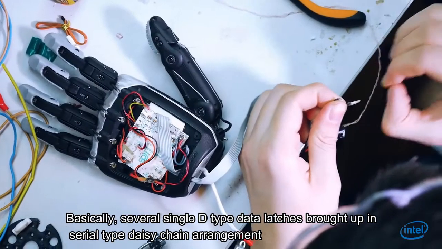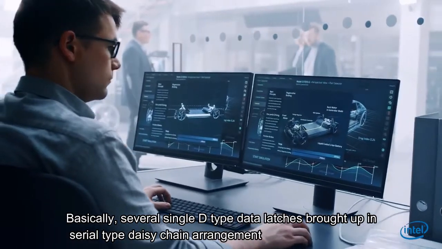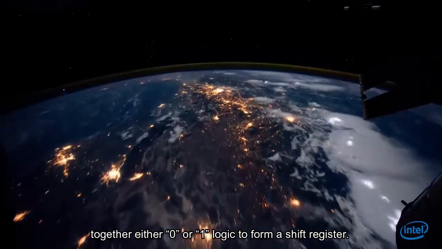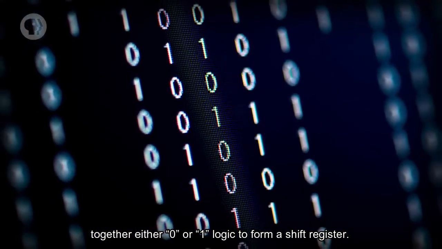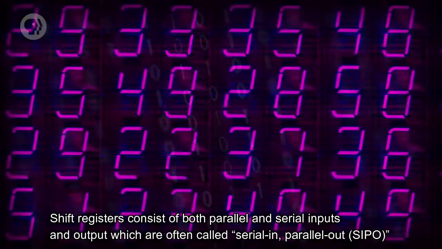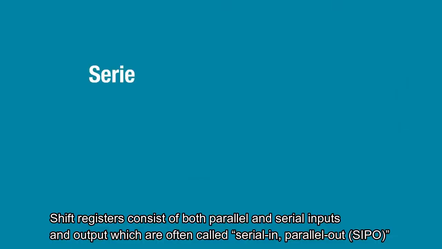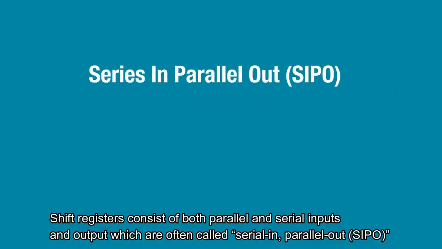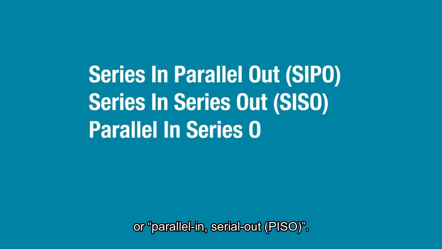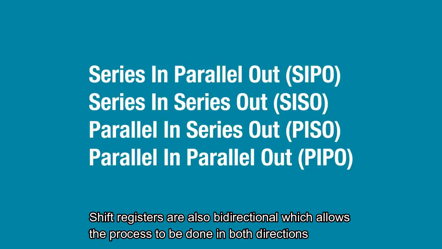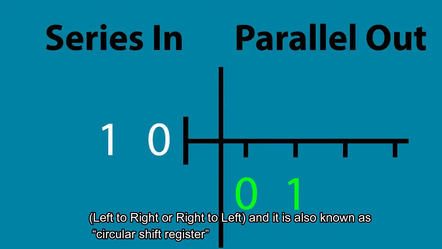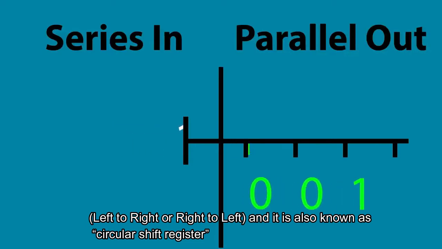Basically, several single D-type data latches are brought together in a serial daisy chain arrangement, either 0 or 1 logic, to form a shift register. Not only that, a shift register consists of both parallel and serial inputs and outputs, which are often called serial in, parallel out, known as SIPO, or parallel in, serial out, PISO. Shift registers are also bidirectional, which allows the process to be done in both directions, left to right or right to left, and it is also known as a circular shift register.